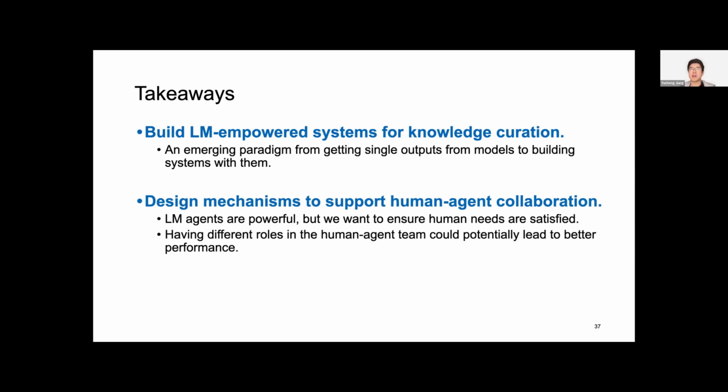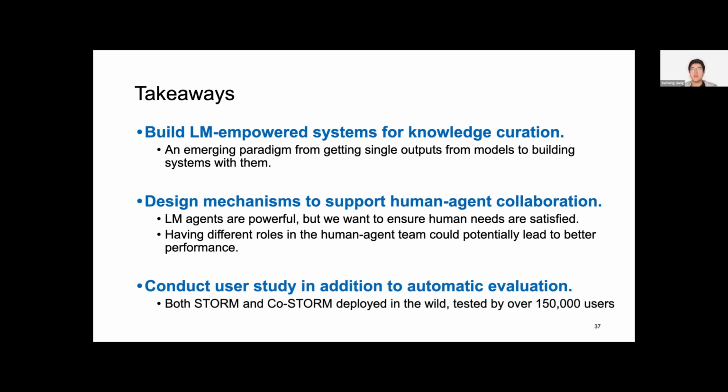In the study of CoStorm, we find different roles in the human-agent team could potentially lead to better performance. And for both studies, we conducted user studies in the wild, in addition to the controlled experiment, including our paper. Both of them are hosted in the wild and publicly available to the world.